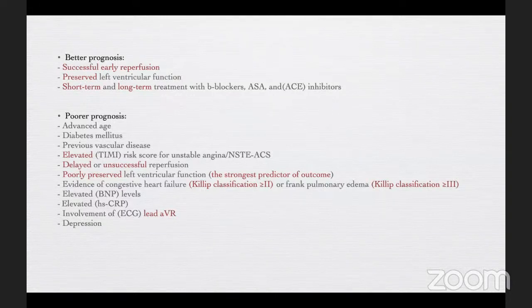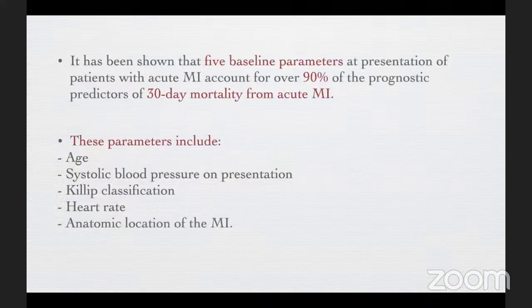A delayed or unsuccessful reperfusion, a poorly preserved left ventricular function, which is the strongest predictor of outcome, evidence of congestive heart failure, Killip classification 2 or more, or frank pulmonary edema, Killip classification 3 or more, elevated BNP levels, elevated high sensitivity C-reactive protein, involvement of ECG lead aVR, and depression. It has been shown that 5 baseline parameters at presentation of patients with acute MI account for over 90% of the prognostic prediction of 30-day mortality from acute MI. These parameters include age, systolic blood pressure on presentation, Killip classification, heart rate, and anatomic location of the MI.